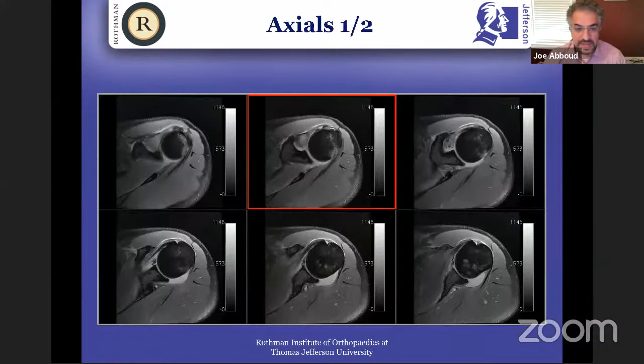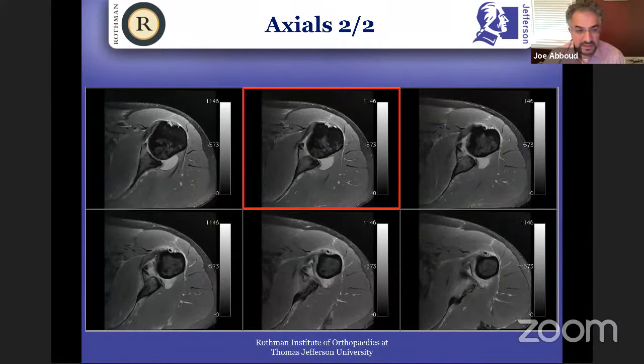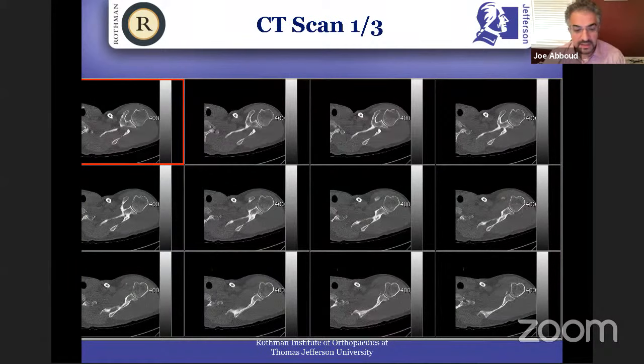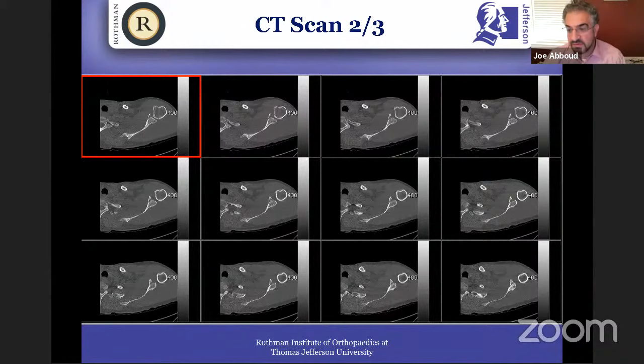And then we look at the axial cuts. You can see a Hill-Sachs, and again, as you get more inferiorly there, you can see a bony Bankart type injury here, pretty significant in my opinion. And then given the bony involvement, on the CT scan, axial cuts, as we go more inferiorly, you can see the step off there.